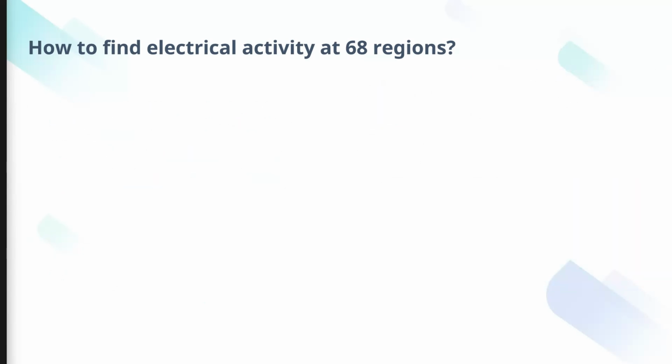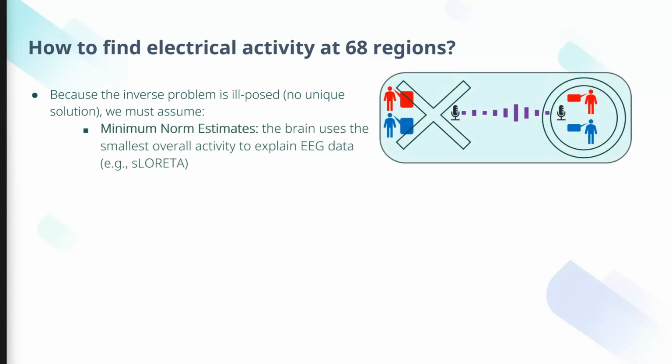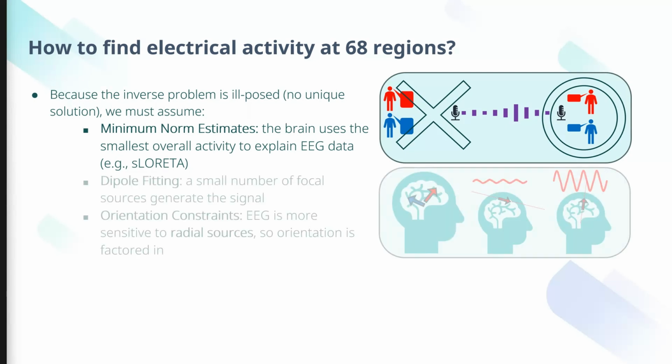So when we're using these source localization algorithms, we still have an ill-posed mathematical model, so we have to make some assumptions. The first assumption is that we're going to assume minimum norm estimates. We're assuming that the brain is an efficient organ, which it is, and it's using the smallest overall activity to explain the data. So this is like saying, rather than assume that 2 voices are yelling from a mile away, we'll assume that they're whispering right next to the microphone.